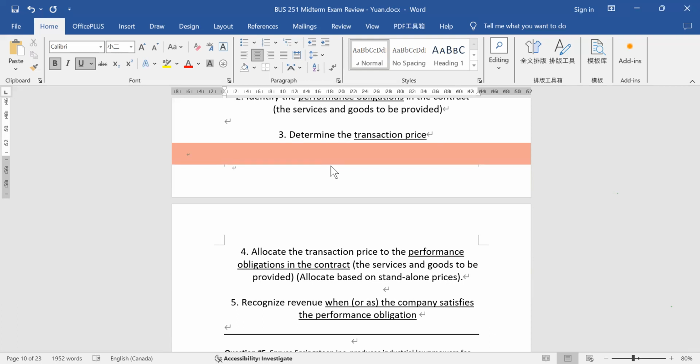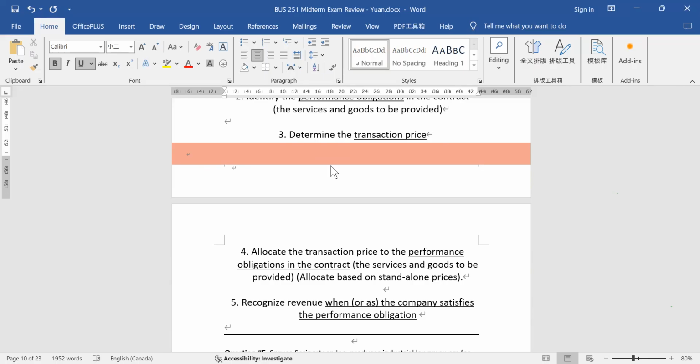As the example I just cited, if two services are bound together, then you have to determine the transaction price. And then the fourth item is to allocate the transaction price to the performance obligations in the contract. So a car price is for the car, and the insurance price is for the insurance. So you have to allocate this properly.